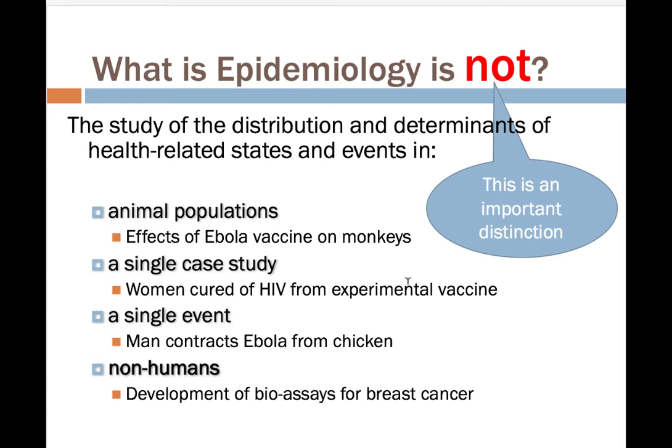It's also a collection of studies. So a single case of a woman cured of HIV from an experimental vaccine would not be an epidemiological study. We need a preponderance of evidence. So a single event, man contracts Ebola from a chicken, would not be an epidemiology study. And if you're looking for a bioassay for breast cancer, although the study is on humans, the bioassay would not be something that would be related to the study of what is upon the people. So these are examples of what is not related to the study of epidemiology.